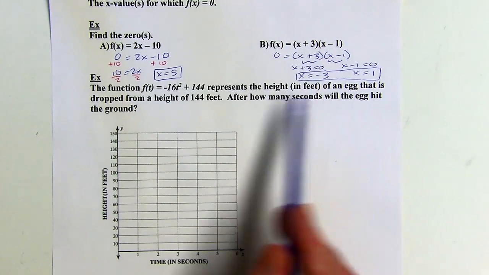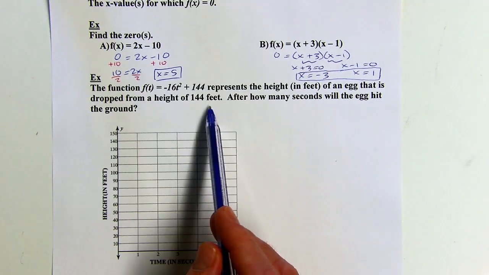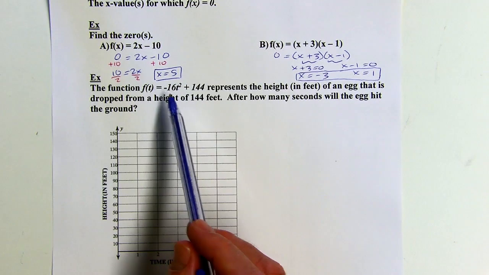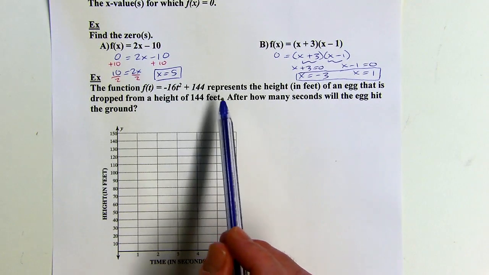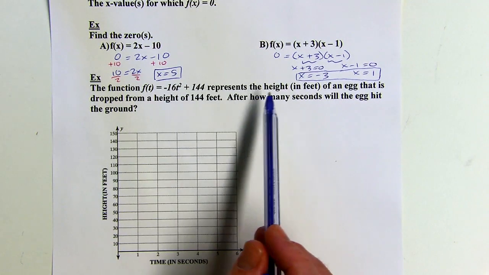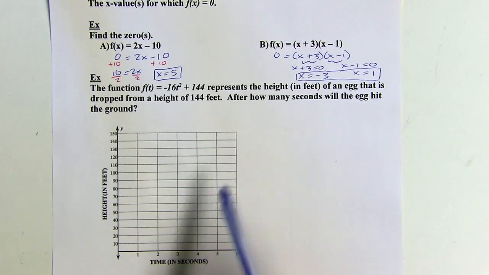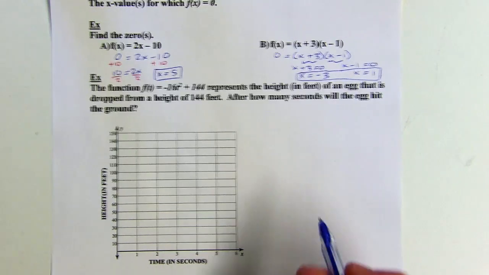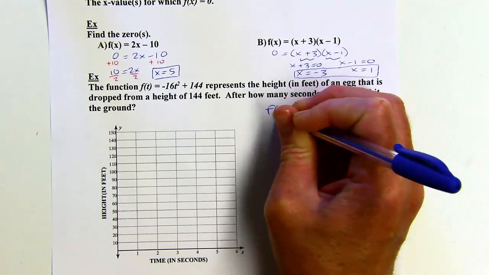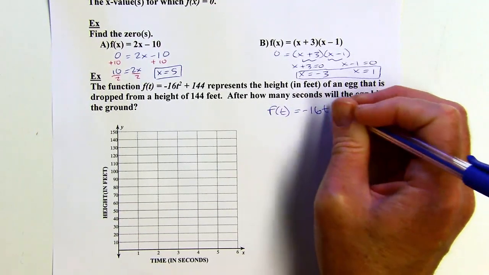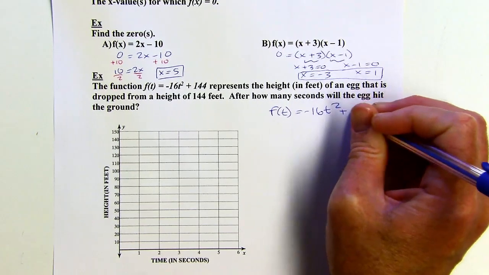So an egg is dropped from a height of 144 feet. And here's a function to model that, okay? So the t is the time in seconds, and h is height in feet. And this is asking after how many seconds will the egg hit the ground, okay? So I'm going to take this function and graph it.